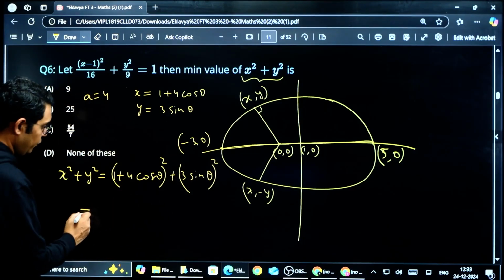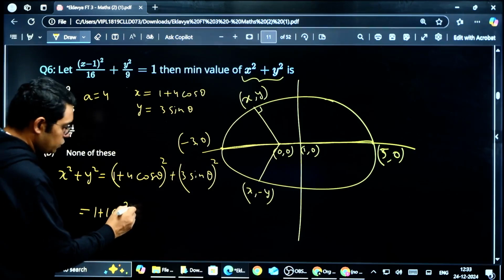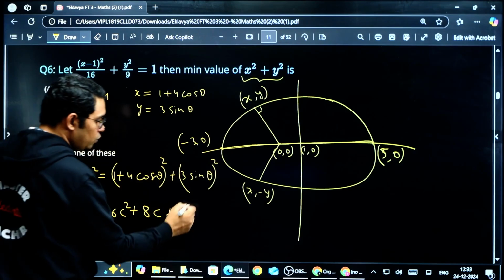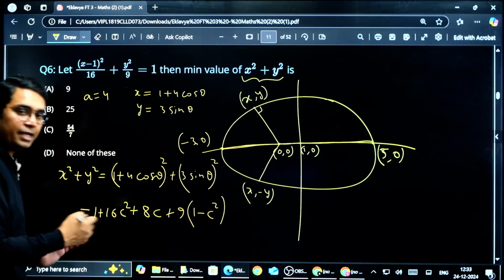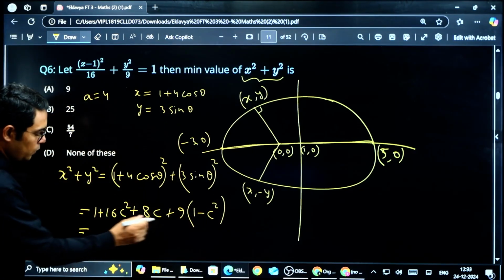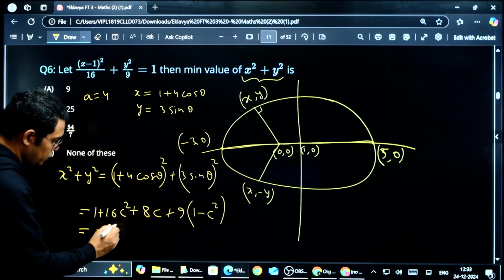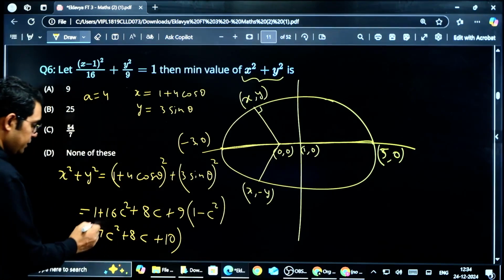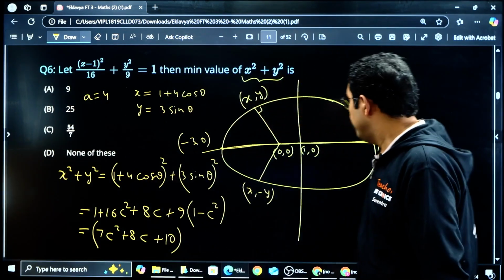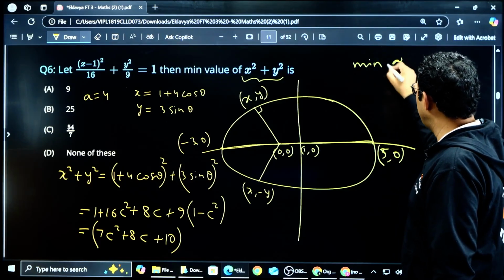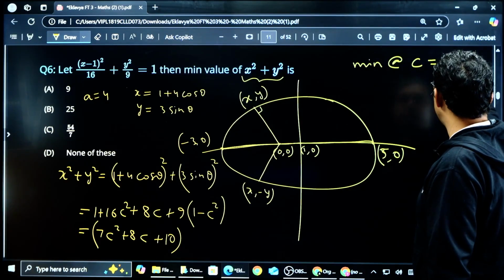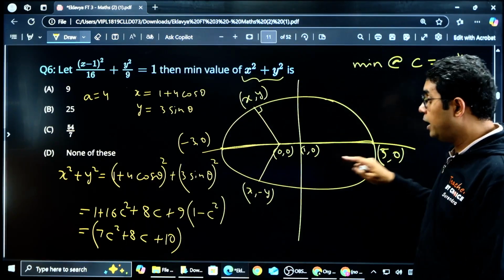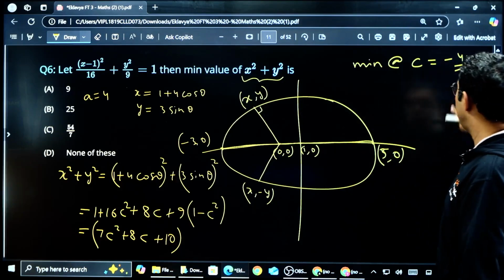We can find the minimum of this. Okay, if I open it, it will be 1 plus 16 cos square plus 8 cos, and here it is 9 sin square, which I will write as 1 minus cos square. Now everything is written in terms of cos alone, and it's a quadratic. 16 minus 9, that is 7 cos square plus 8 cos, okay, plus 10. It's a quadratic in cos whose minimum value will be when cos has the value equal to minus 4 by 7. It is an upward parabola. If we draw in terms of cos, the minimum value will appear at minus b upon 2a. So it is minus 4 upon 7.